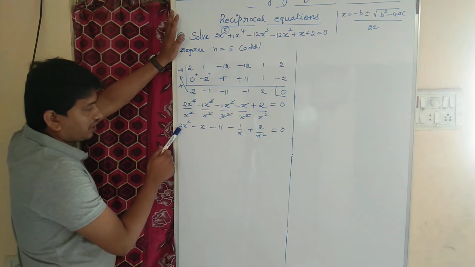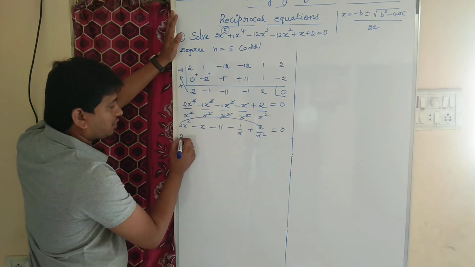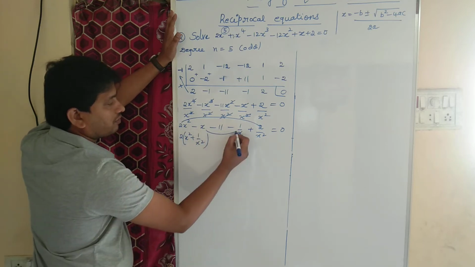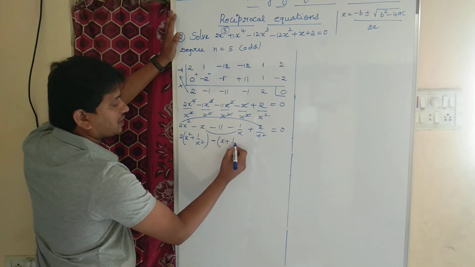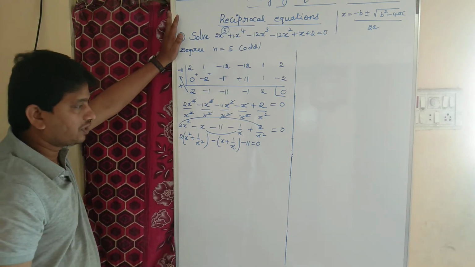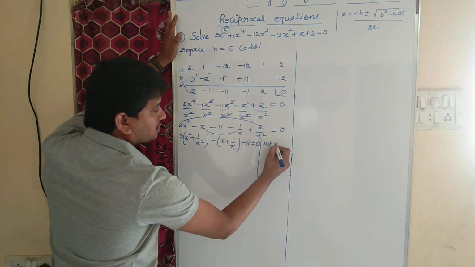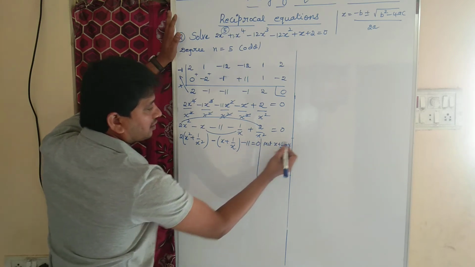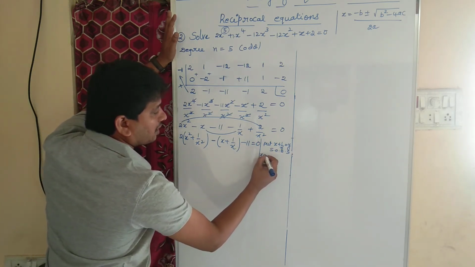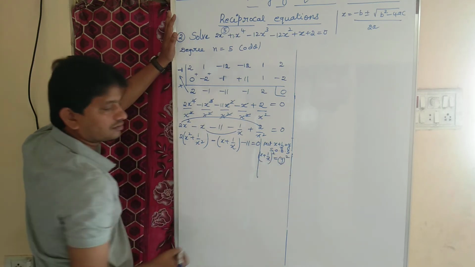Children, here we have 2x square and here we have 2 by x square. These two are one combination. If I take 2 common, I'll get x square plus 1 by x square. Now these two are one combination. If I take minus common, I'll get x plus 1 by x, minus 11 equal to 0. As we know, children, we put x plus 1 by x equal to y. We have to do squaring on both sides, I mean x plus 1 by x whole square equal to y square.